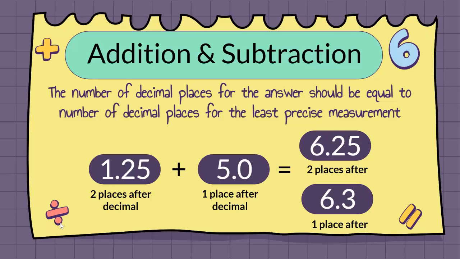When we're adding or subtracting, the number of decimal places for your answer should be equal to the number of decimal places for your least precise measurement. So for example, when we add 1.25 plus 5.0, in our calculator, it's going to say 6.25. However, 1.25 is 2 places after the decimal, 5.0 is 1 place after the decimal, so our answer can only have 1 place after the decimal. So we have to round the 6.25 to 6.3. And now we have the correct answer.